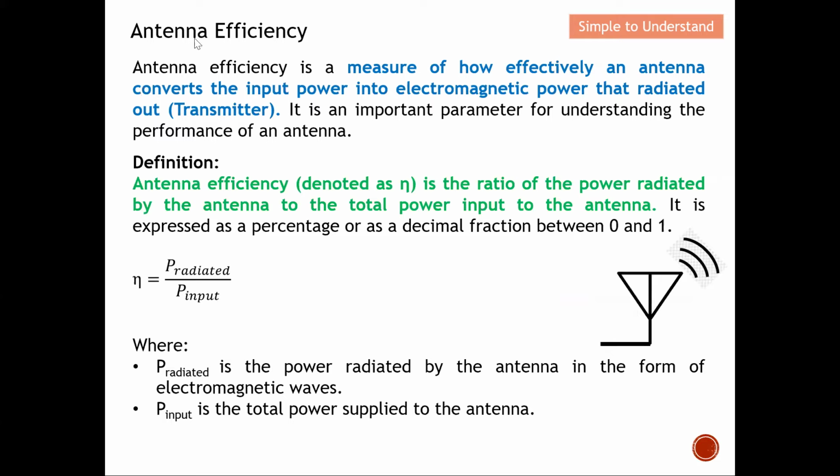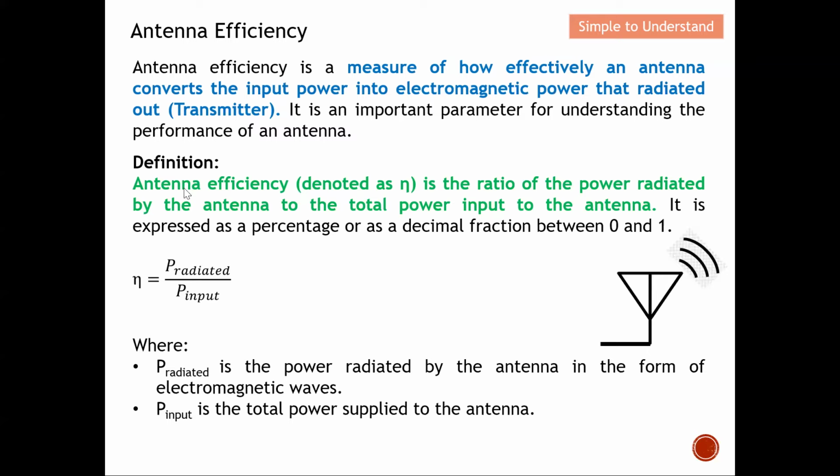Let's understand what antenna efficiency actually is. Antenna efficiency is simply a measure of how effectively an antenna converts the input power into electromagnetic power that is radiated out, which is the term for a transmitter antenna. In short, antenna efficiency is how much input power you obtain for the antenna versus the power that you radiate out. This is what it means for an antenna to be efficient. It is an important parameter for understanding the performance of an antenna. In an ideal world, we want the antenna to be as efficient as possible.